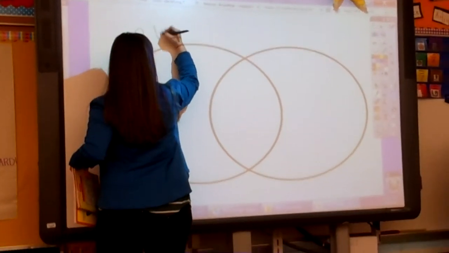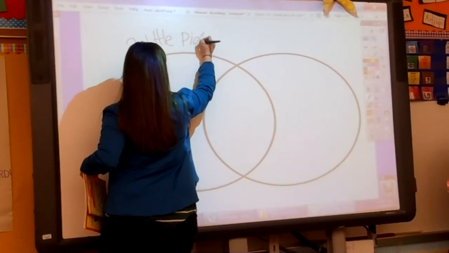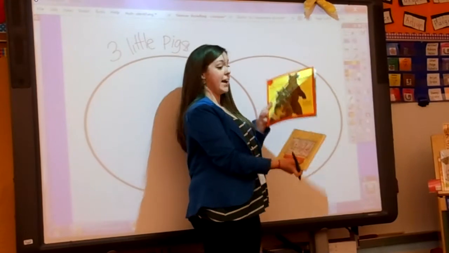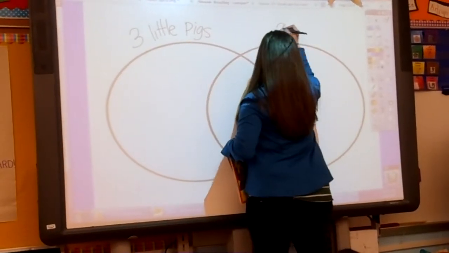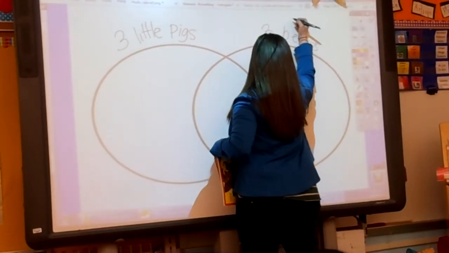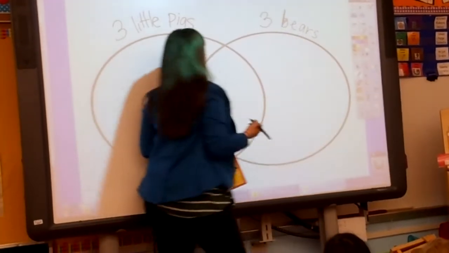Three little pigs. And I'm going to write the other story, the one we read today. Three bears. They're not all little, so it's just the three bears. The family of the three bears. One of them is little. Three bears on this side.